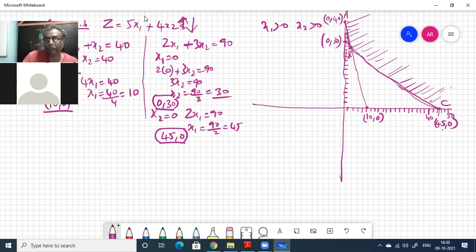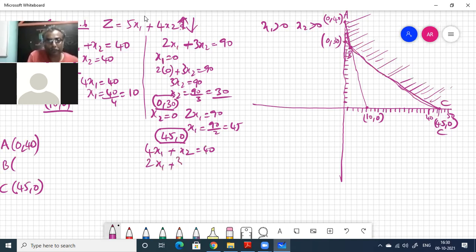Point C is 45 comma 0 and A is 0 comma 40. Then B only you have to find. Okay. How to find B? Solve the equations 4x1 plus x2 is equal to 40. You solve it with 2x1 plus 3x2 is equal to 90.